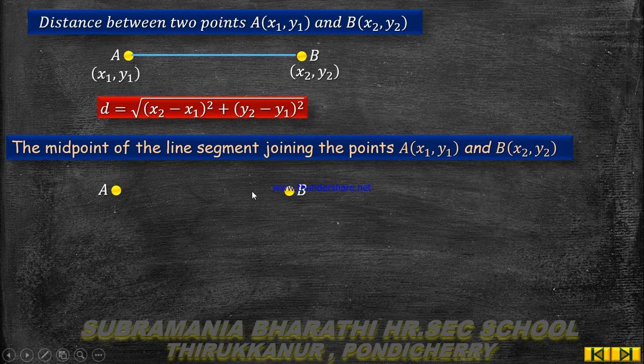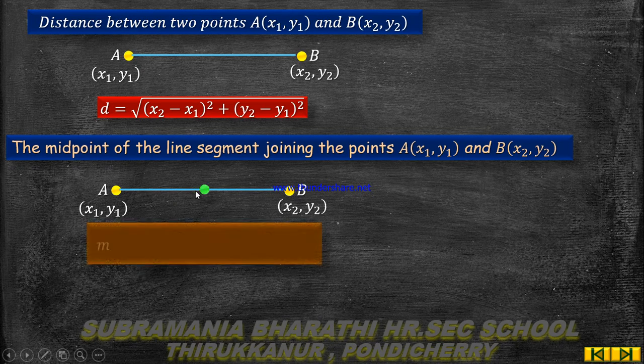This is A of x1, y1 point, this is B of x2, y2 point, and this is the midpoint M. So midpoint M equals x1 plus x2 by 2, y1 plus y2 by 2. This is the formula for finding the midpoint of the line segment joining 2 points.